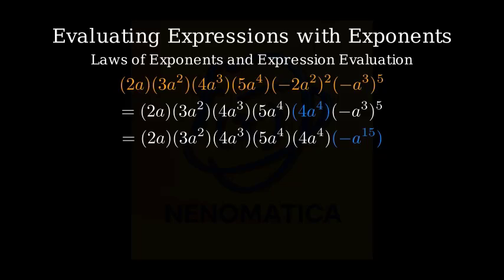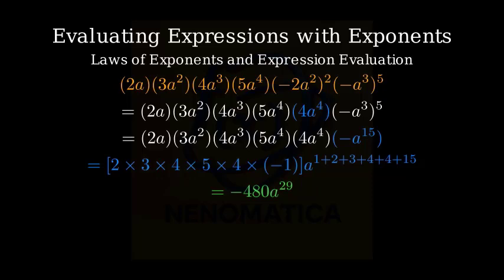Now, let's separate the coefficients and the variables to make our calculation easier. We get 2 times 3 times 4 times 5 times 4 times -1, multiplied by a to the first power times a squared times a cubed times a to the fourth times a to the fourth times a to the 15th. Finally, let's calculate the coefficients and add the exponents. For the coefficient, we get -480, and for the exponents, we add all the powers of a, which gives us a to the 29th power. So our final answer is -480a to the 29th power.